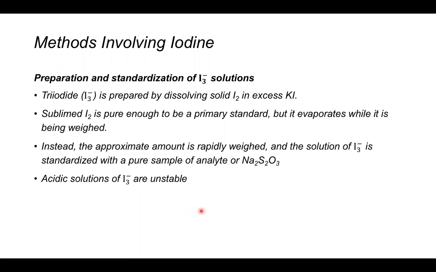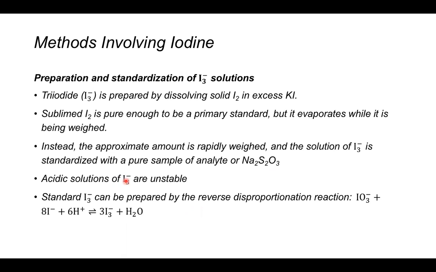However, if we acidify it, it's going to be unstable, because the protons will react with the triiodide. And standard triiodide can be prepared by the reverse disproportionation reaction, where we have iodate plus iodine plus 6 protons gives us triiodide plus water. So that's a standard I3-. It's a reverse disproportionation reaction, because the same iodine is being both oxidized and reduced to form triiodide.